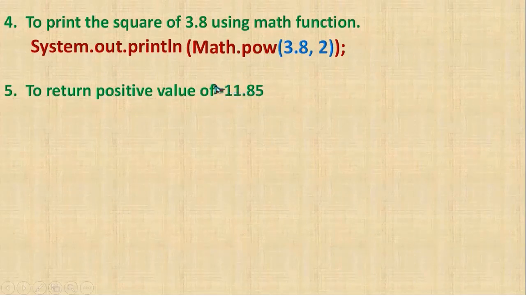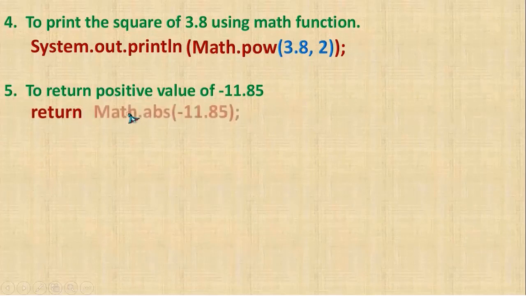To return the positive value of -11.85. So positive value means we have to take the absolute value. So for that we have abs. Here in the statement it is given to return, so we can also use the return statement, return Math.abs(-11.85). You can even use an opening bracket here and close it once again. Otherwise this also will run.